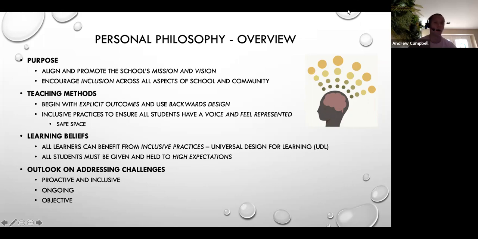As far as teaching methods, some of the things that we're going to talk about, we'll begin with explicit outcomes. We're going to use a backwards design model. These are aligned with some of the curricular theories we've been presented. And finally, it's not necessarily a teaching method, but we want to include inclusive practices to ensure that all students have a voice and feel represented.